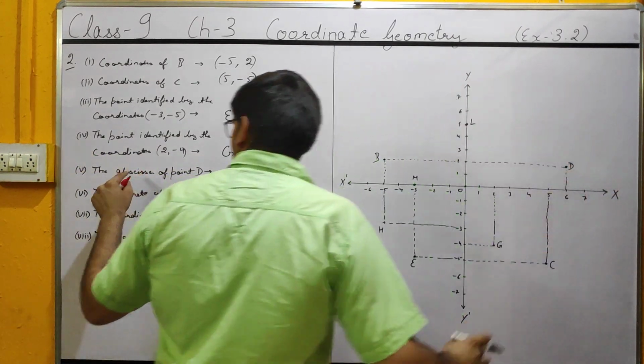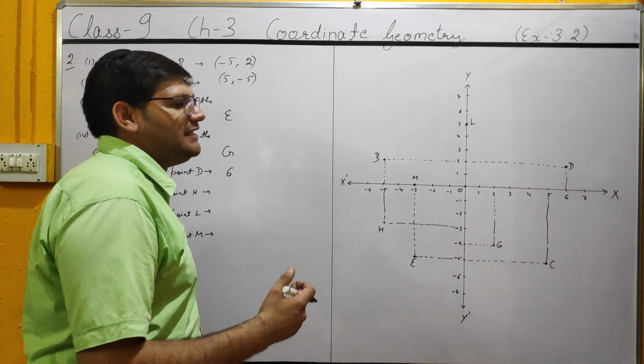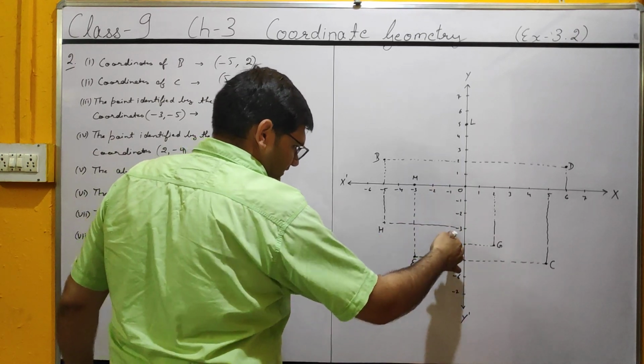Next, the ordinate of point H. This is point H. Ordinate means for y-axis. This is x and this is y. It is -3 for H.